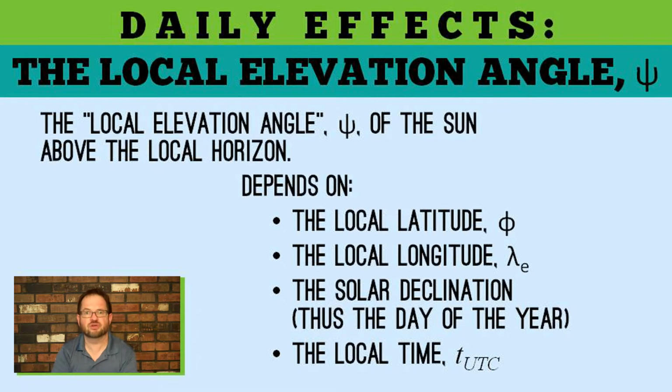And it's going to have a number of terms in it that depend on the local latitude. The symbol that we're going to use for latitude is phi. The local longitude is going to be lambda e. I don't know why lambda e, but that is just what the book I used has, so we're going to stick with that. It's going to depend on the solar declination on any given day, the latitude at which the sun is directly overhead at noon. And that, of course, in and of itself depends on the day of the year. We're also going to need to know the local time, which I'll use T UTC as my symbol here, because we're going to do it in terms of Greenwich Mean Time.